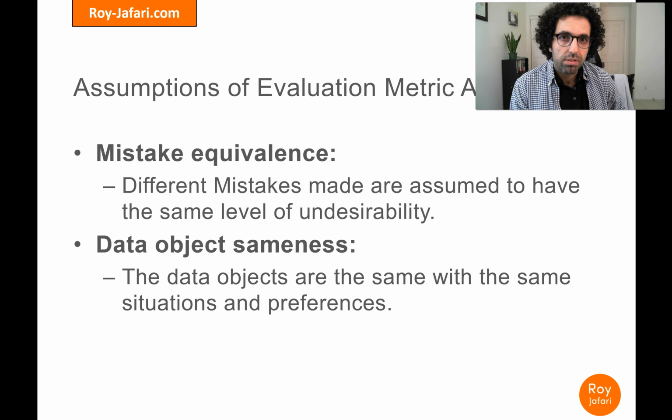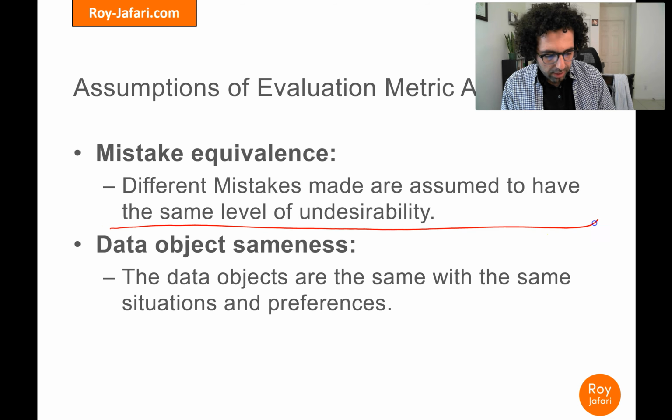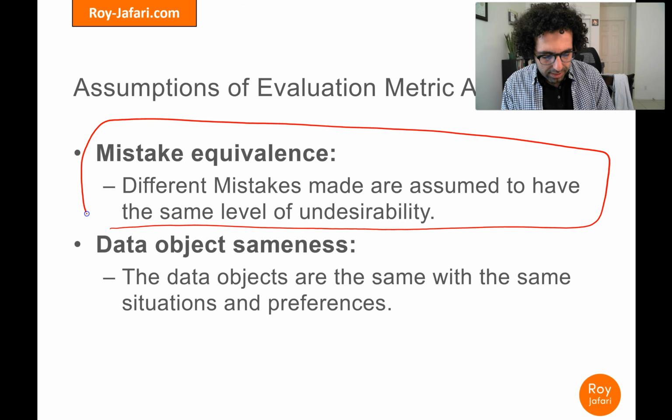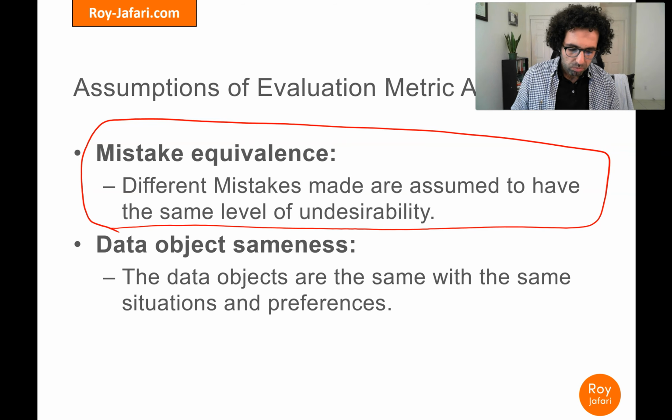And also object sameness, meaning that all of the data objects in the analysis will have the same amount of weight on the results of these metrics. In this video, we're actually going to only focus on the mistake equivalence, and we're going to use this as a lead-in to our conversation for needing more specific metrics for binary classification.